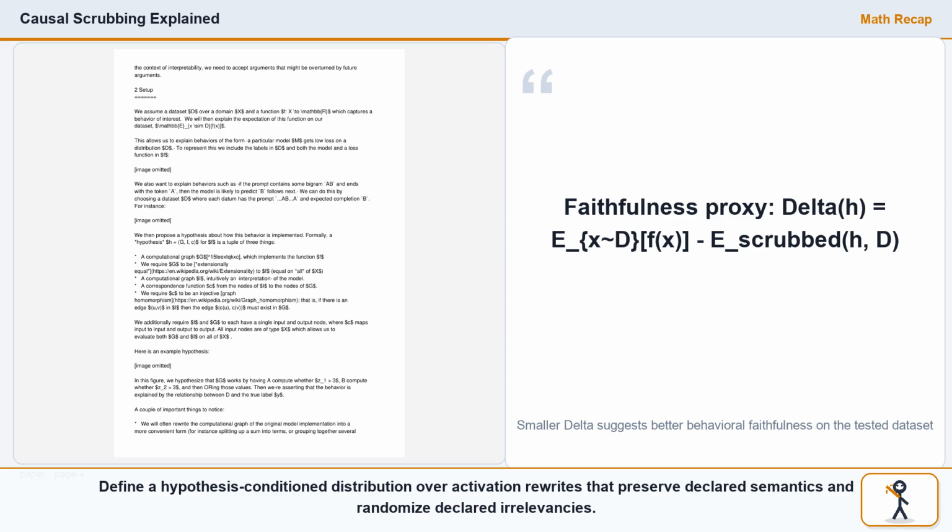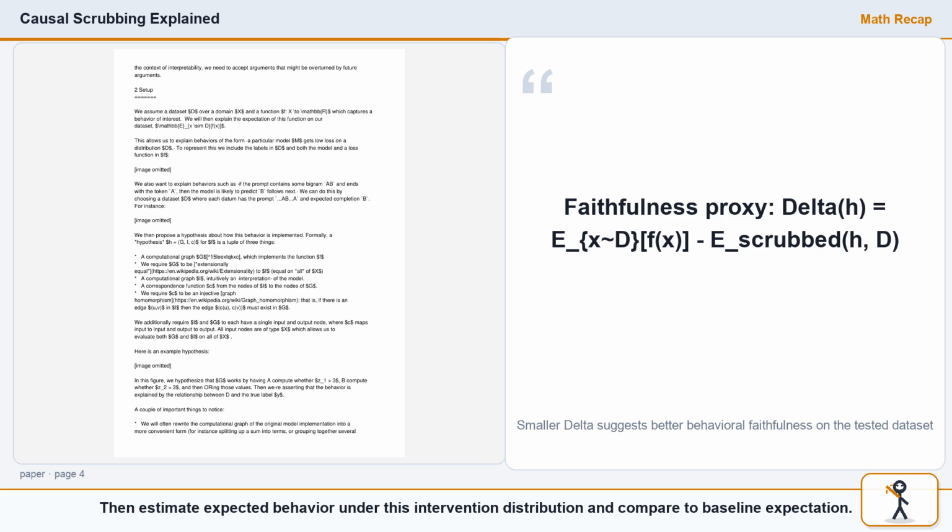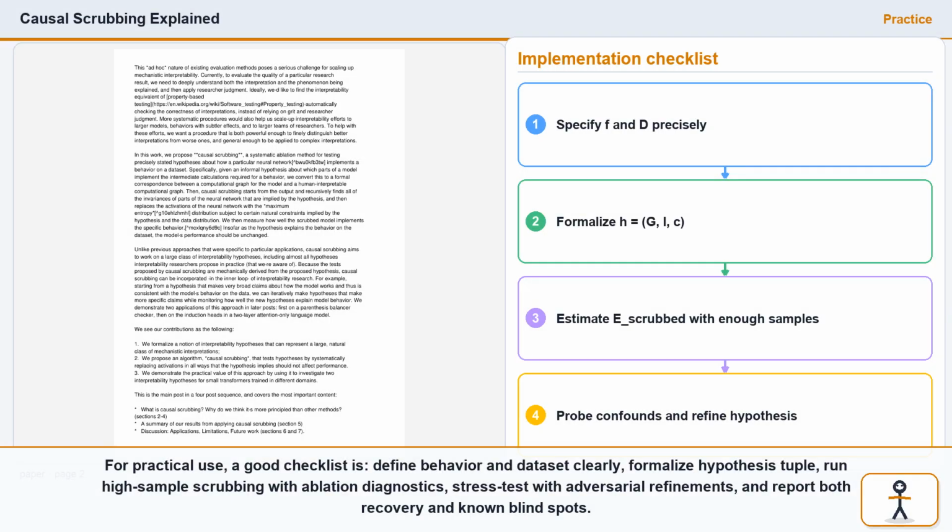Mathematically, the method can be summarized as constrained stochastic intervention. Define a hypothesis-conditioned distribution over activation rewrites that preserve declared semantics and randomize declared irrelevancies. Then estimate expected behavior under this intervention distribution and compare to baseline expectation. For practical use, a good checklist is: define behavior and dataset clearly, formalize the hypothesis tuple, run high-sample scrubbing with ablation diagnostics, stress test with adversarial refinements, and report both recovery and known blind spots.